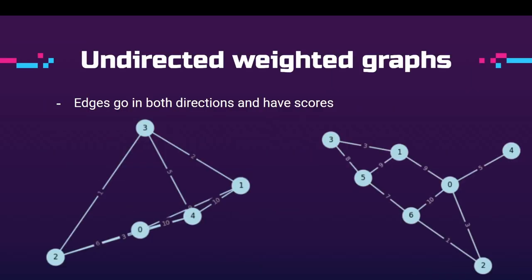Before we begin, I wanted to talk just a little on undirected weighted graphs. They're graphs like these, which have nodes and edges that go in both directions between each node, and each of these edges has a score or a weight. You can call it either. You can have any amount of nodes and edges.